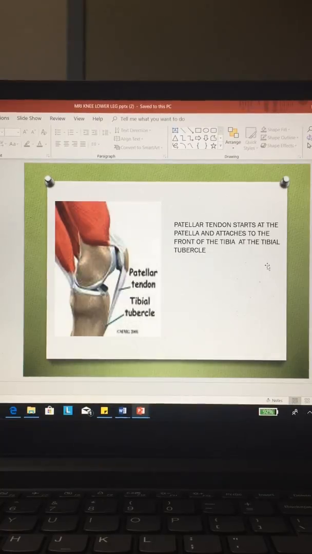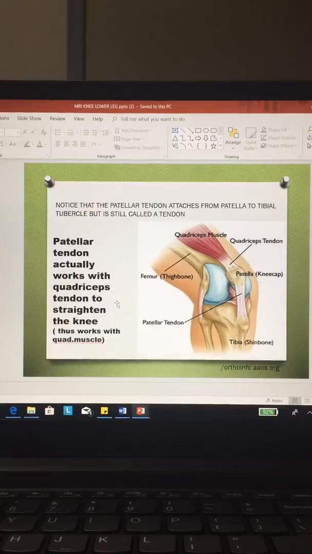Okay? And here's a nice picture of it here. So any questions on that aspect? Is that confusing at all? Does it make sense? Okay. Here is another picture of how this all works. When we bend our knee, we can see how that tendon is being pulled, right?